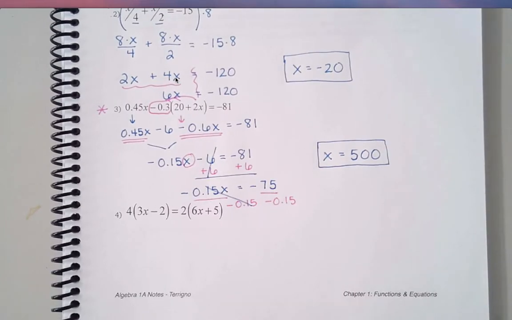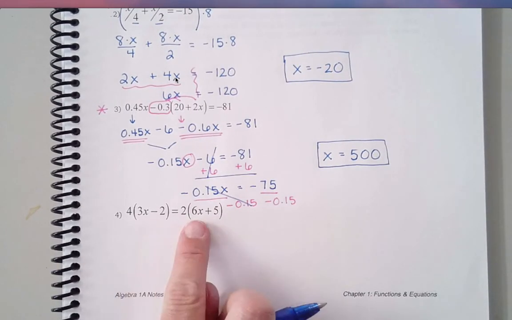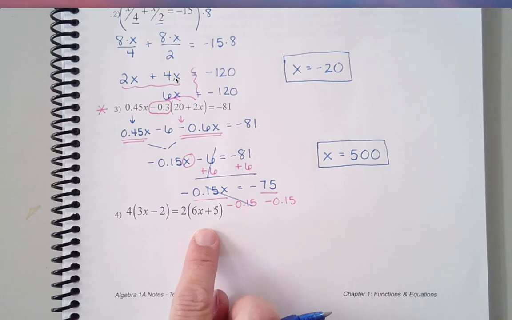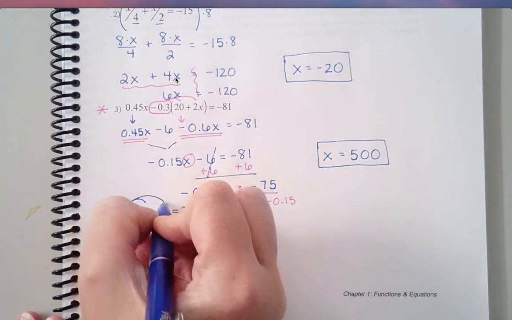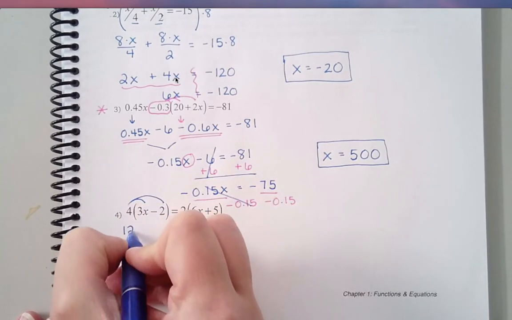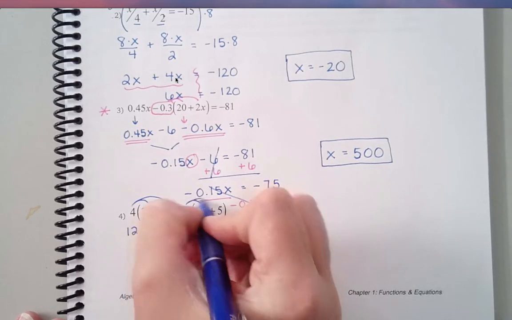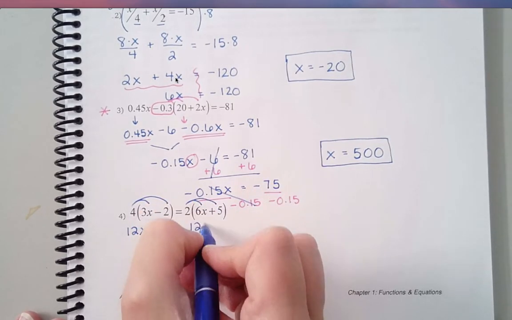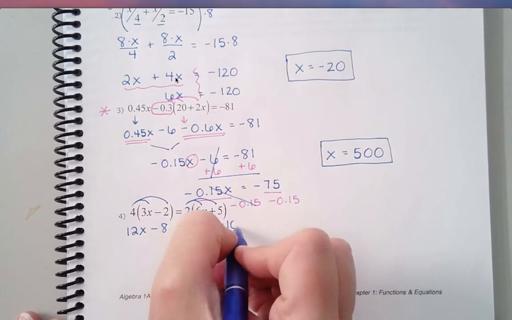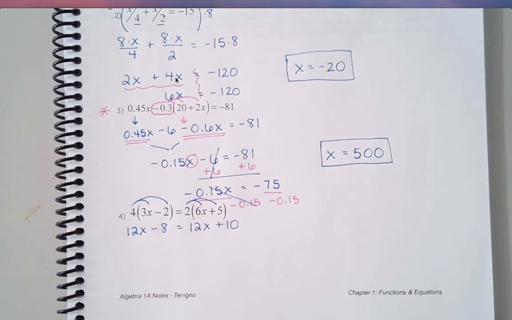All right, one more to do here. So here we've got some distributive property going on, right? So on either side, I'm going to distribute. And so here I end up with 12x minus 8 equals, distribute here, 12x plus 10. Some of you might be noticing something a little weird right here. I'll get to that in just a second.